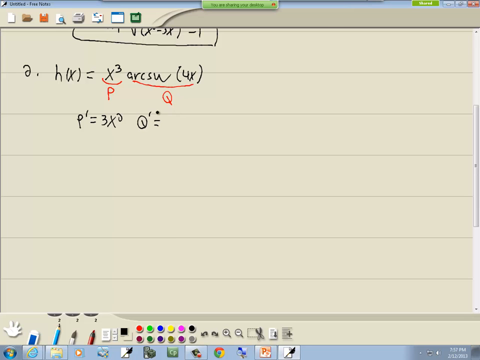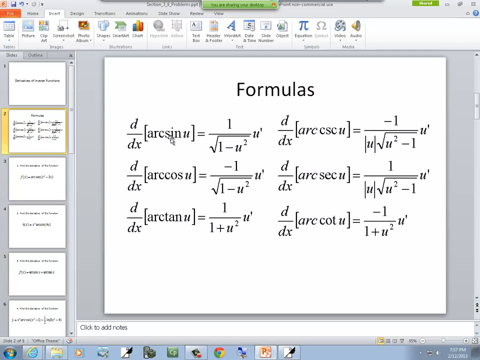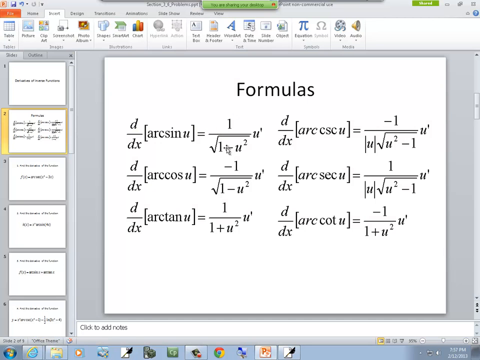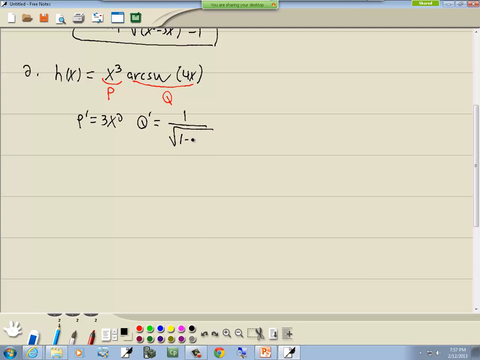Let's go look up the derivative for arc sine. If I come over here at arc sine, it's 1 over the square root of 1 minus u squared. So 1 minus, and u again is whatever's inside the parentheses. So this will be 4x to the second power. Times, and then you multiply times the derivative of what's inside the parentheses. So we're going to multiply times the derivative of 4x. Now the derivative of 4x is 4, so I'm going to have 4 over the square root of 1 minus, and 4x to the second power, 4x times 4x gives us 16x squared.